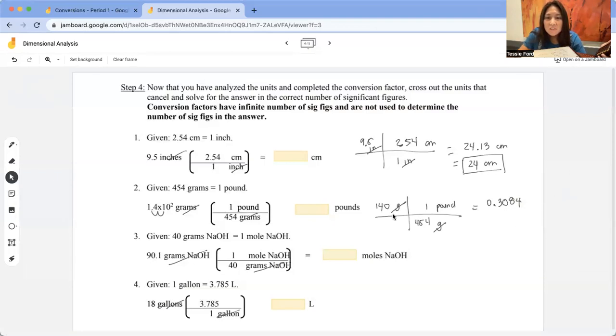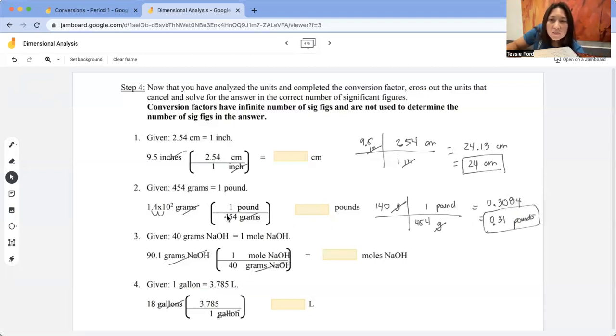Nope. Sig figs. This one, 140, has 2 sig figs. Don't count that last 0 because there's no decimal. This one has 3 sig figs. So the least amount, since we're dividing, is 2. So this should be equal to 0.31. And don't forget your units, pounds. That's my answer. You can leave it like that, or you can put it in scientific notation.